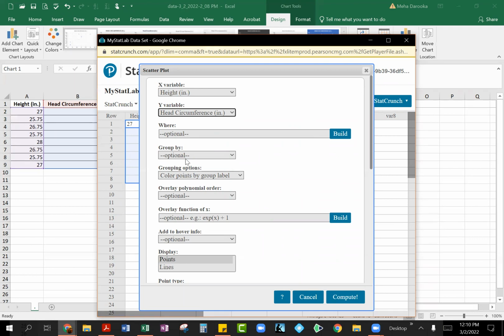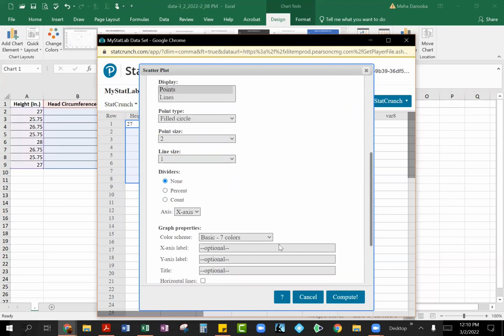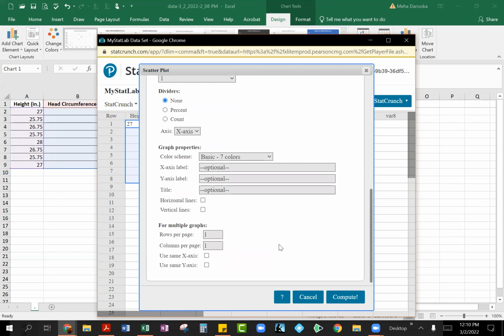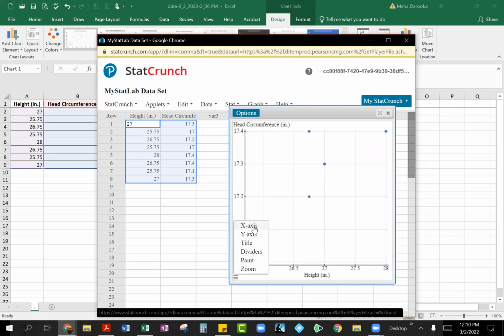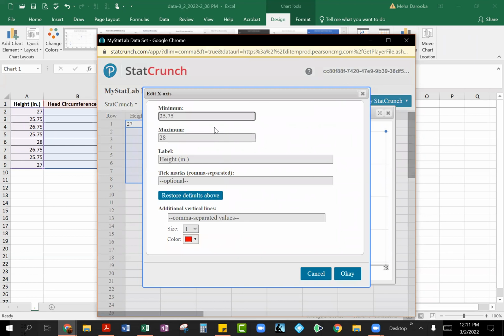Then you go under your graph properties down here. And I think what I did was check mark the horizontal lines and the vertical lines so that I could actually see where our points are going to fall and just compute. This one, you may kind of have to adjust it a little bit. So let's see, I think I'm just going to start this at 25 and go up to maybe 29.